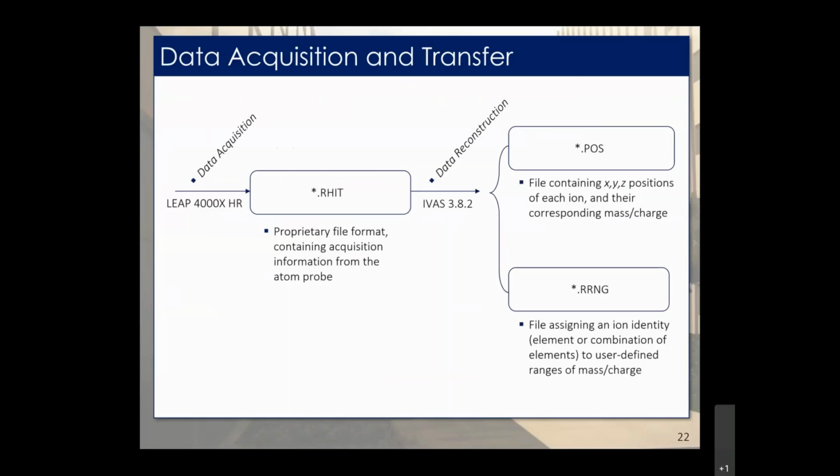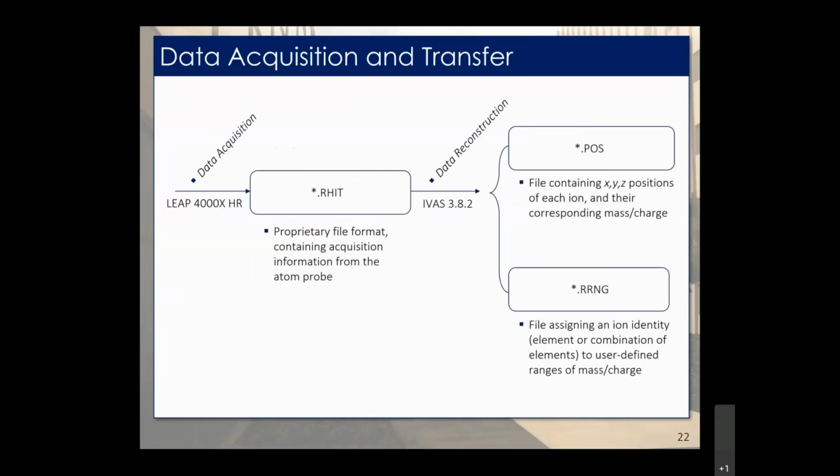One is this .pos, or position file, which for every reconstructed atom, or ion rather, contains the XYZ spatial positions, as well as the corresponding mass to charge ratio. So this will be unique to each reconstruction. But then also we'll look to contain this .rng, or range file. And this is a simple file that basically contains our ranging info. So it tells us what peaks we want to identify to different ions or elements or combinations of elements based on these ranges of mass to charge.